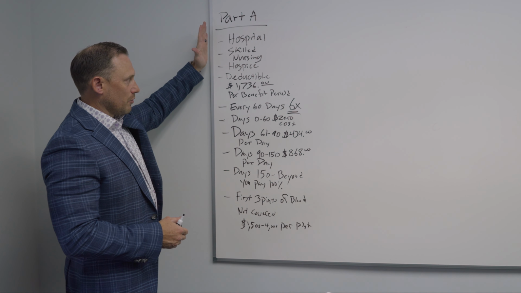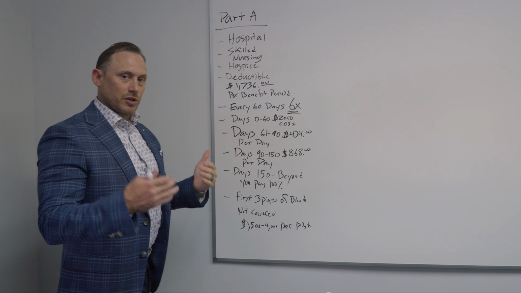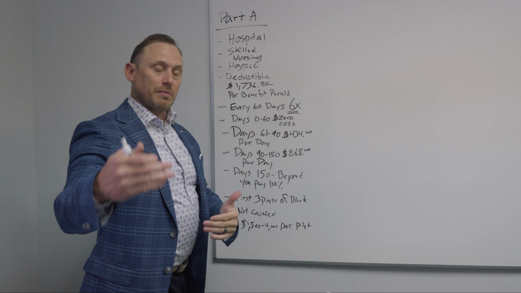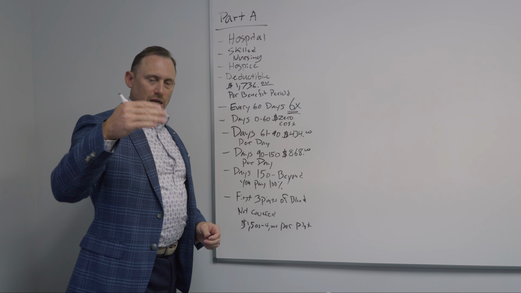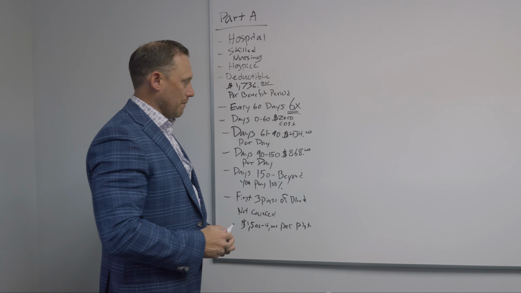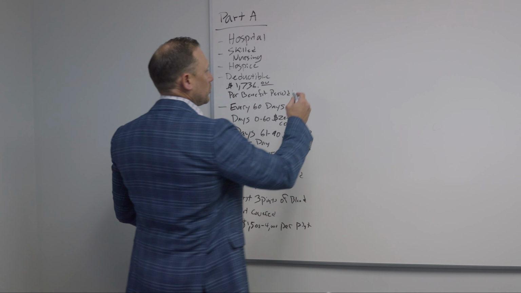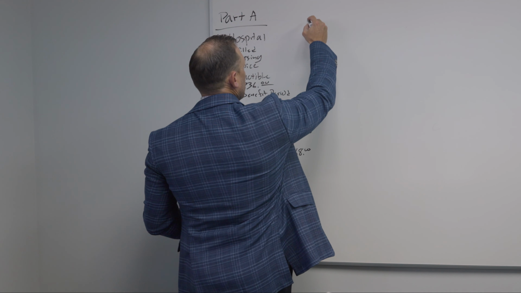And again, in summary, Part A is provided to you as long as you've met the minimum requirement of working 40 quarters during your lifetime. Now, if you were a stay-at-home wife, or I guess husband, your spouse can meet that requirement for you if they've worked 10, 20, 30, 40 years while you were married. Okay. Now, let's move on to Medicare Part B.